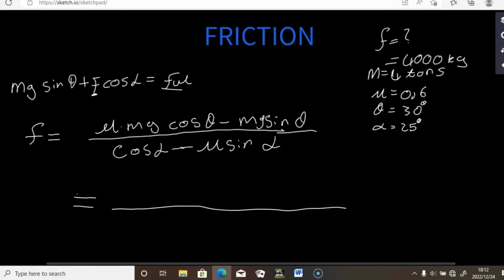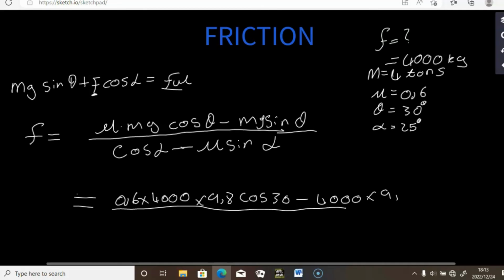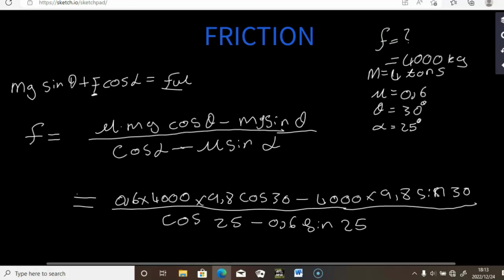F is equal to, what is the value of mu? Coefficient is 0.6, times m, which is 4,000, gravitational acceleration 9.8, cos theta, which is 30, minus m, which is 4,000, gravitational acceleration 9.8, sin 30, theta is 30, divided by cos alpha, which is 25, minus 0.6, which is mu, sin 25. And this will give us our F as 117.90 newtons.